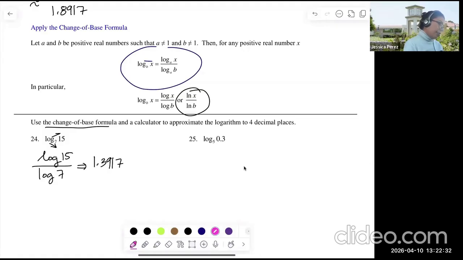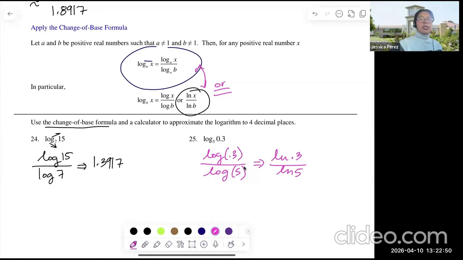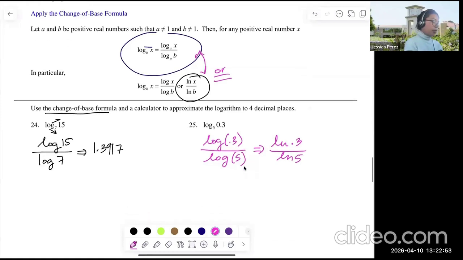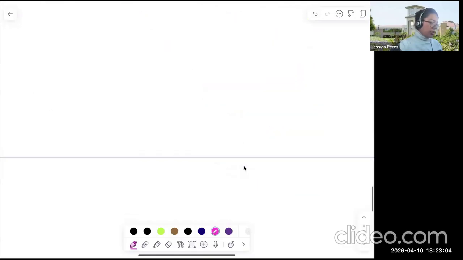Similarly, I have log of 0.3 over log of 5, or ln of 0.3 over ln of 5, because there are two options. I usually stick with the log, but let's try plugging in the ln. Let's use our calculator, and that's roughly negative 0.7481. And with that, we finish section 3.4.